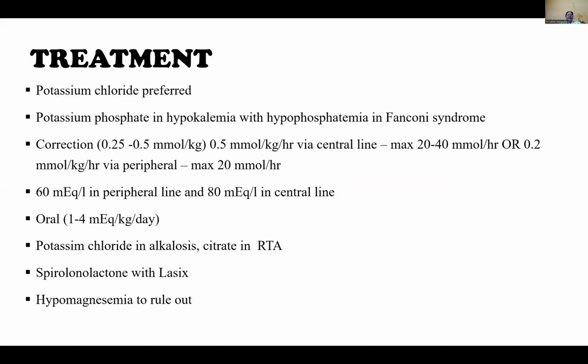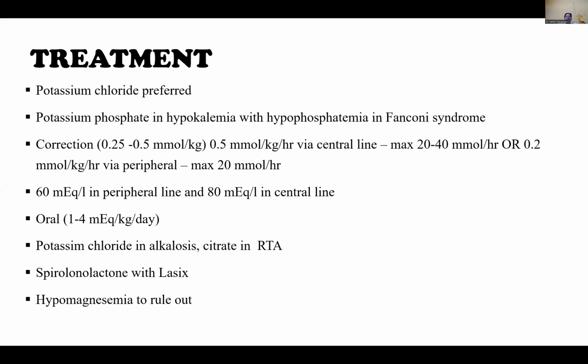Okay, now treatment, potassium chloride is generally preferred. In children who have hypophosphatemia, like in Fanconi syndrome, we can give potassium phosphate. Correction is basically 0.25 to 0.5 millimole per kg, and it's 0.5 millimole per kg per hour via a central line. Maximum is 20 to 40 millimole per hour, and if it is via the peripheral line, 0.2 millimole per kg per hour. Maximum is 20 millimole per hour.